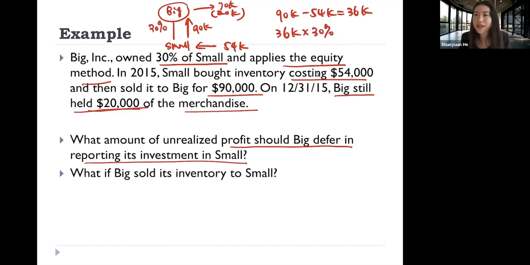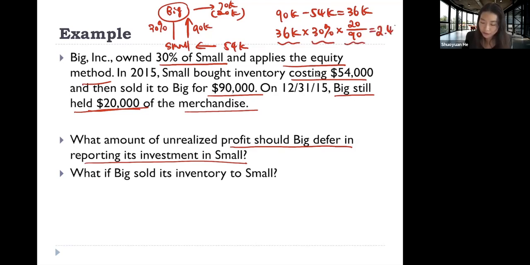But out of this 90,000 sale, only 70,000 is eventually sold to the third party by the end of the financial reporting period. The other 20,000 is actually still remaining within the firm. So this earnings process, this 20,000, is not completed yet, which means that we cannot recognize this part of the earnings. We need to defer it. So the amount that should be deferred is 36,000 multiplied by 30%, multiplied by 20 over 90.